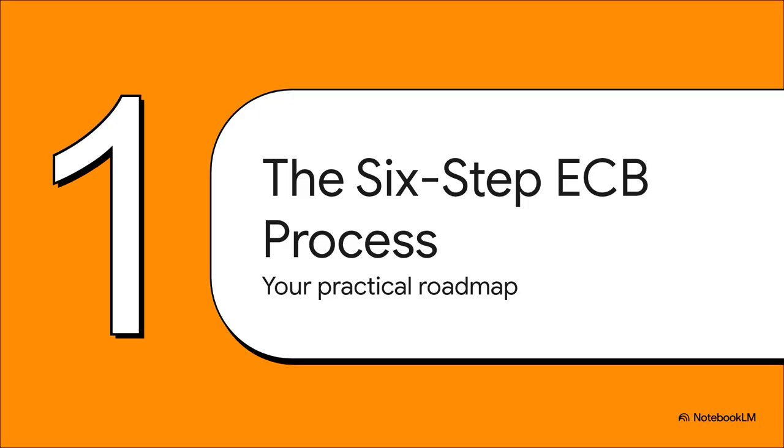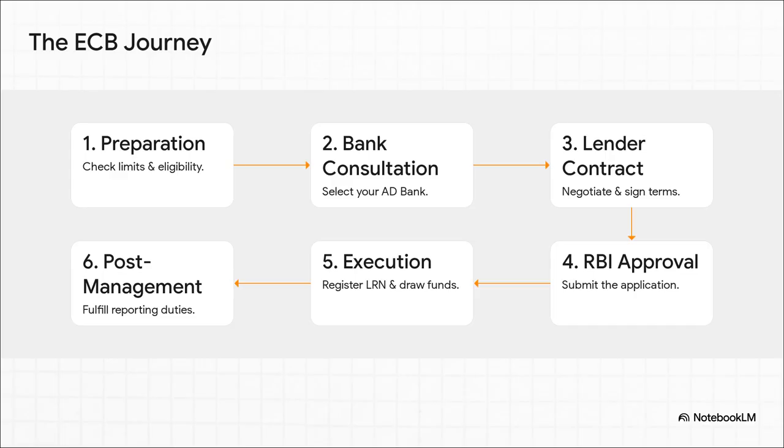So if you're working within an exception, how in the world do you navigate that? Well, the good news is the RBI has laid out a pretty clear 6-step roadmap for you to follow. Let's just quickly walk through the whole life cycle of an ECB. It all starts with your homework, the preparation phase, and consulting with your bank. Then you move into getting the contract right and getting that crucial RBI approval. But it doesn't just stop once the money's in the bank. That last step, post-management, involves some really important ongoing reporting that we're going to talk about in a bit.